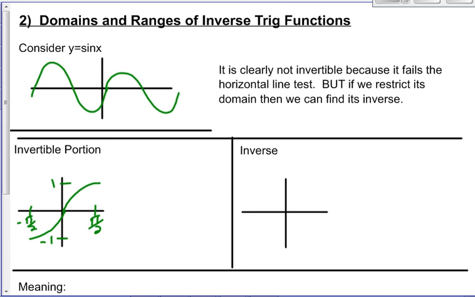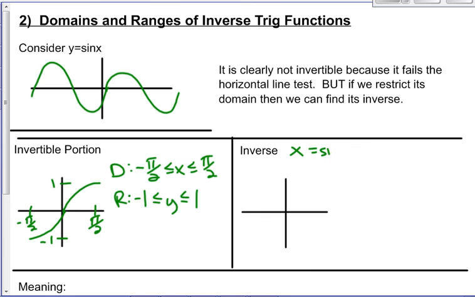So this is a portion of y equals sine x that's invertible, and we're talking here about a domain from negative pi over 2 to positive pi over 2. We're talking about a range from negative 1 up until 1. If we want its inverse, well, its inverse is just switching x and y. And we could write that as y equals inverse sine of x. And when you take an inverse, all you need to do is switch the x and y in every coordinate.